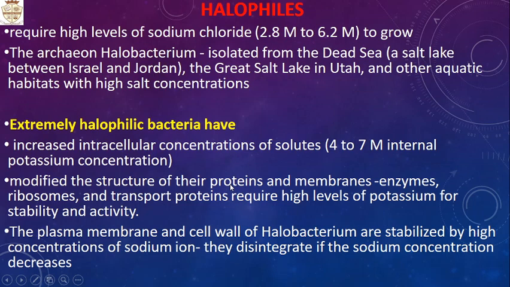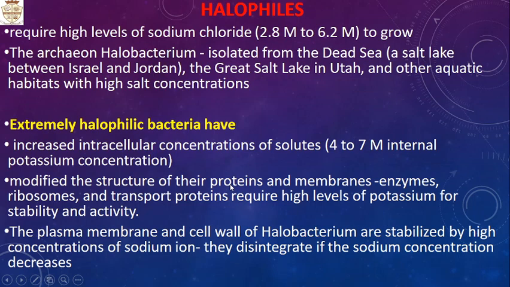Now, extremely halophilic bacteria such as Halobacterium have increased intracellular concentrations of solutes, either sodium or potassium. They have modified the structure of their proteins and membranes: enzymes, ribosomes, transport proteins all require high levels of sodium or potassium for stability and activity. Even the plasma membrane and cell wall are stabilized by high concentrations of sodium or potassium ion. They disintegrate if the salt concentration decreases.